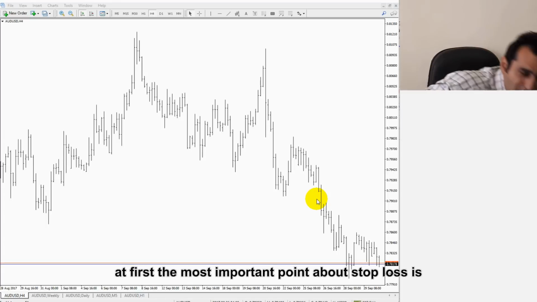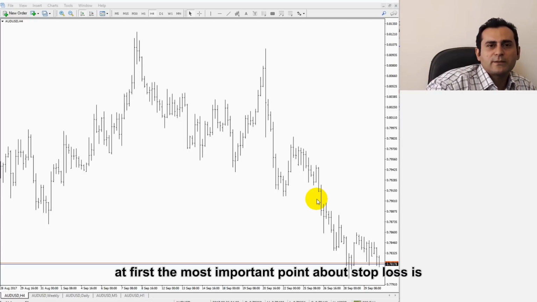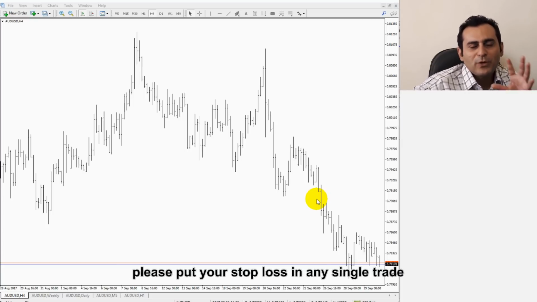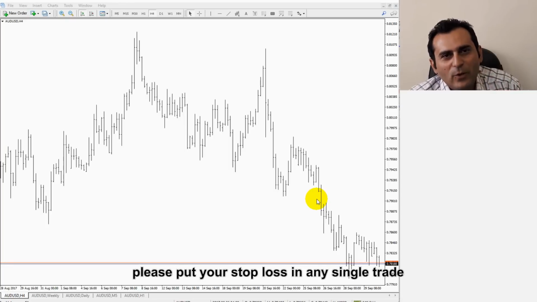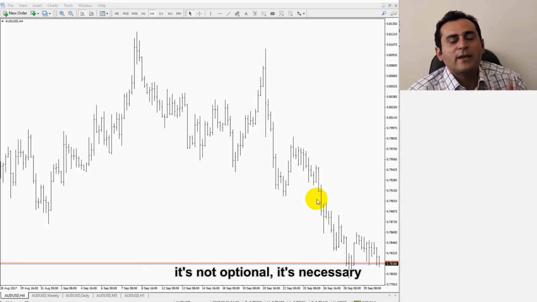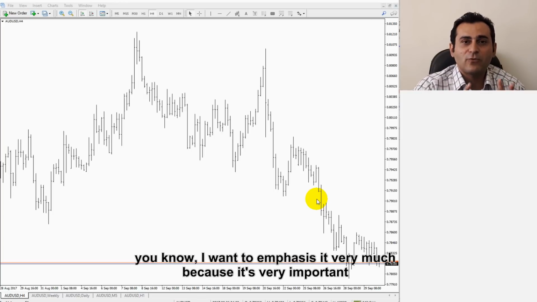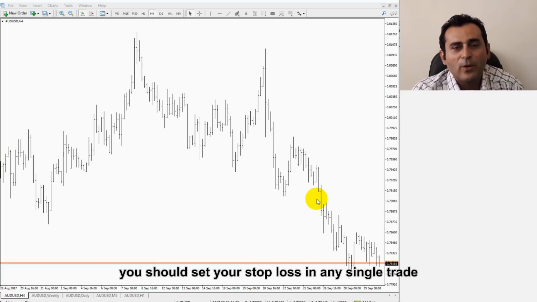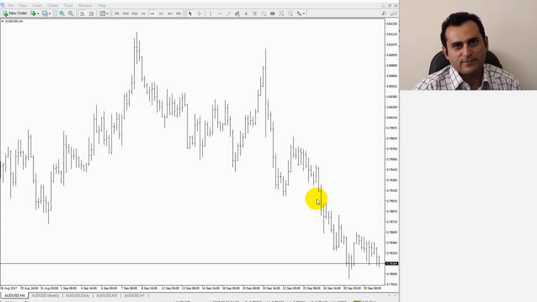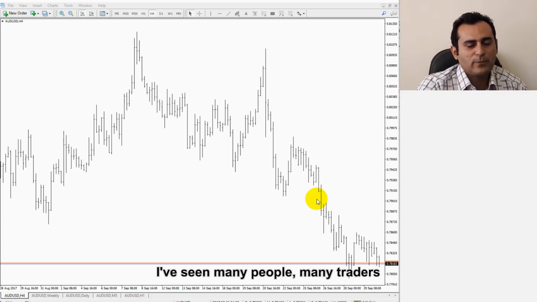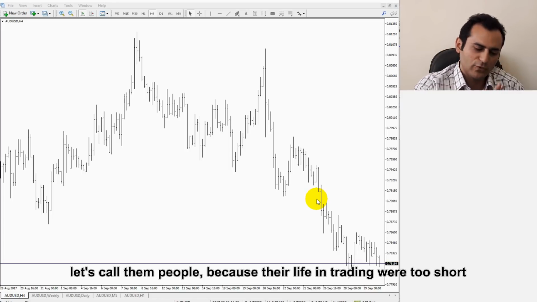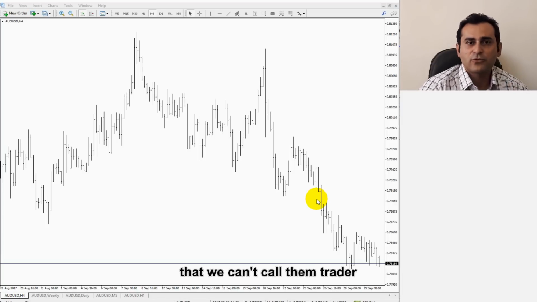At first, the most important point about the stop loss is: please put your stop loss in any single trade. It's not optional, it's necessary. I want to emphasize it very much because it's very important. You should set your stop loss in any single trade. I've seen many people, let's call them people, because their life in trading was so short that we can't call them traders.